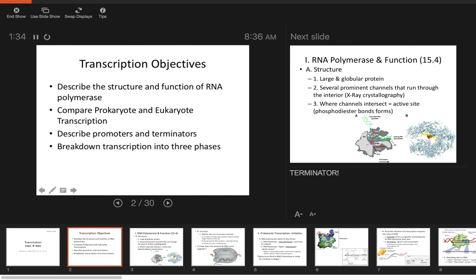Okay, so today's objectives, we're going to look at RNA polymerase in detail, what it looks like, how it works. Again, you'll see the form follows function. We'll compare prokaryotic transcription to eukaryotic. It's a little bit different. We're going to talk about the process of transcription and how initiation involves some promoters as well as some terminators, and then break down the 3 steps: initiation, elongation, and termination.